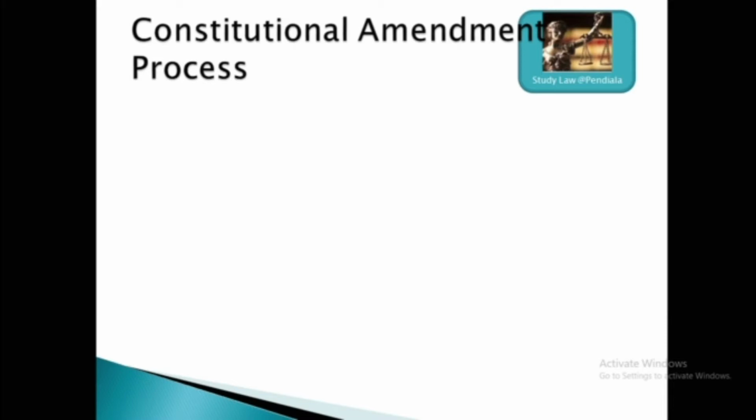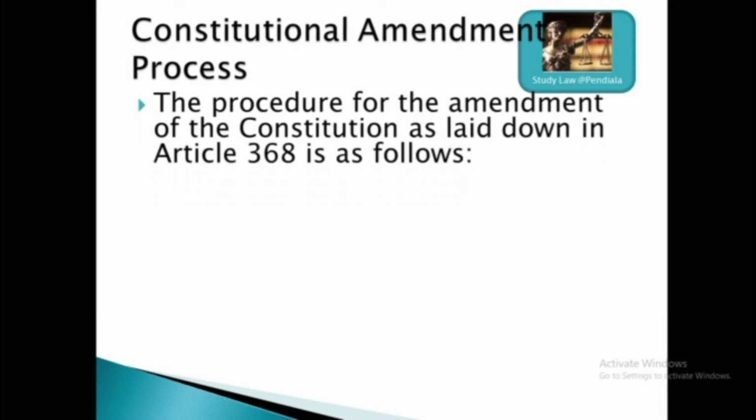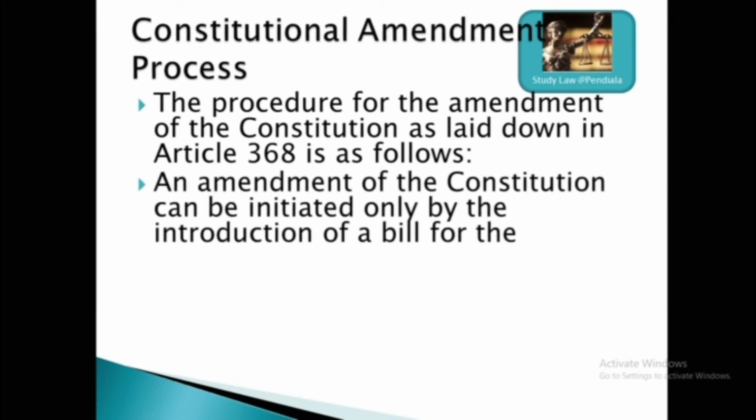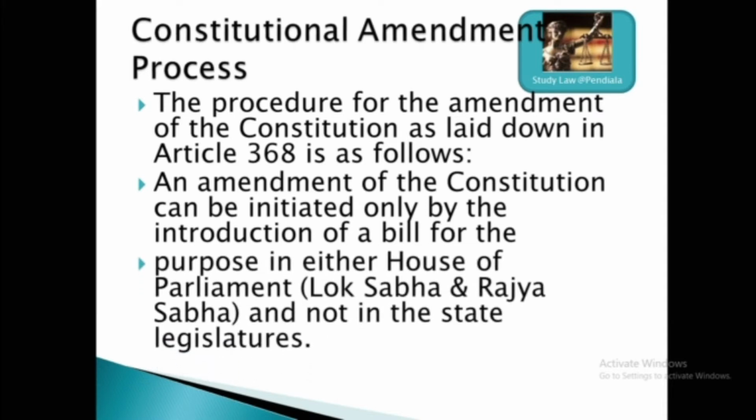What is the constitutional amendment procedure or process? The procedure for the amendment of the Constitution is laid down in Article 368. Amendment of the Constitution can be initiated only by the introduction of a bill for the purpose in either house of Parliament. It may be Lok Sabha or Rajya Sabha. The amendment process cannot be started through introduction in any state legislature. It is not possible to introduce it in a state legislature. It should be only either in Lok Sabha or Rajya Sabha.